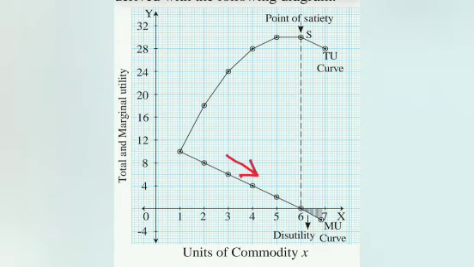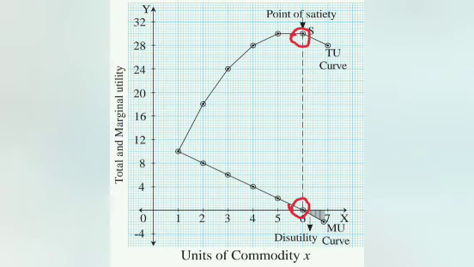Third stage. At a particular stage, total utility reaches its maximum and remains constant, whereas marginal utility becomes zero. This is called the point of satiety. That means when total utility is maximum, marginal utility is zero. It indicates the point of satiety. At this point, the TU curve reaches the highest level and the MU curve touches the x-axis. That means TU maximum, MU zero.